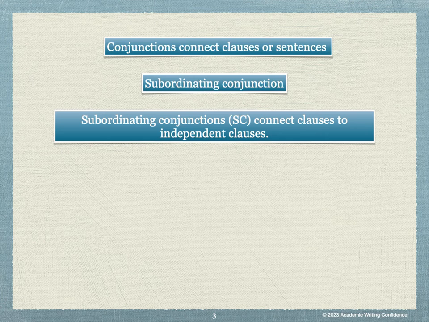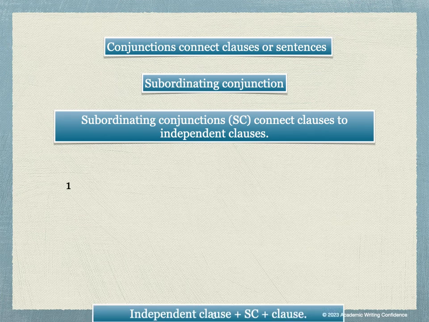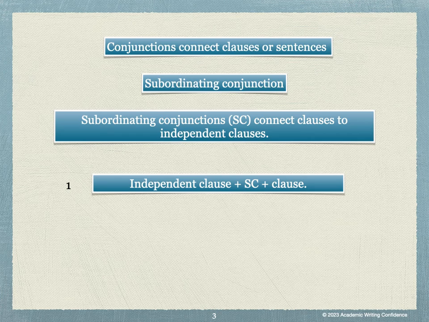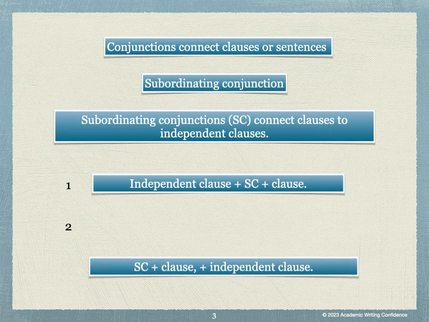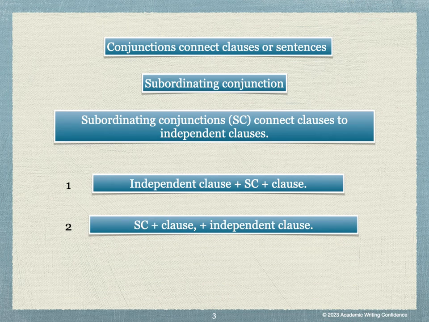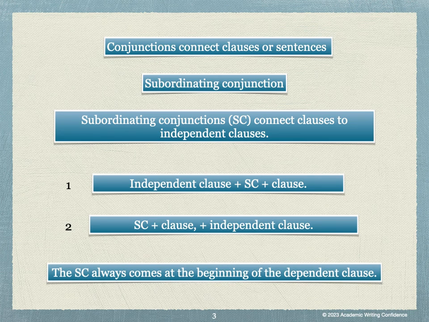The first way that you can use this type of conjunction is by writing an independent clause and then adding a subordinating conjunction connected to a clause. The second way is to have the subordinating conjunction connected to a clause at the beginning and then follow it with an independent clause. In either case, the subordinating conjunction always comes at the beginning of the dependent clause. Remember that you will need to add a comma after the subordinating clause in the second type of sentence, where the subordinating conjunction comes at the beginning of a sentence.